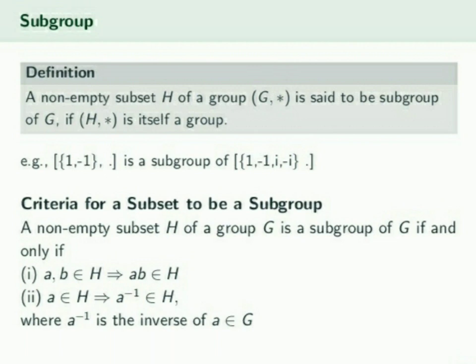Second one, A belongs to H implies A inverse belongs to H, where A inverse is the inverse of A belonging to G. That is, consider this set H, a subgroup of G; it satisfies only two conditions, that is closure and inverse.